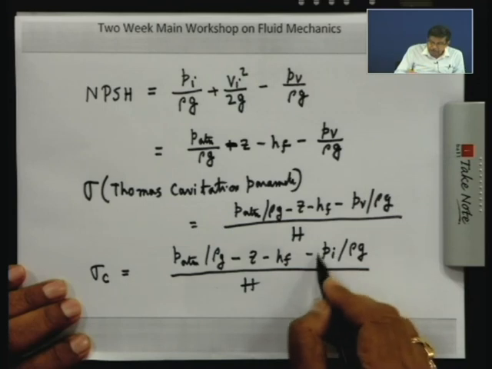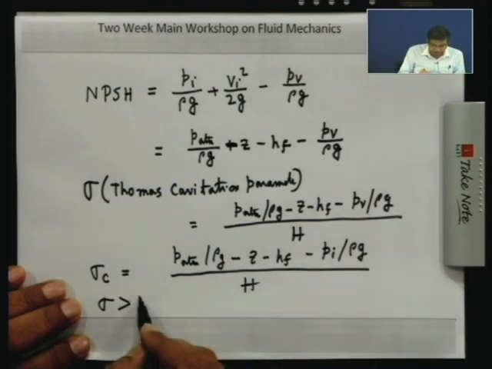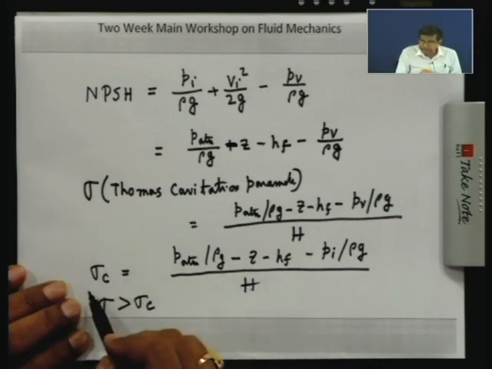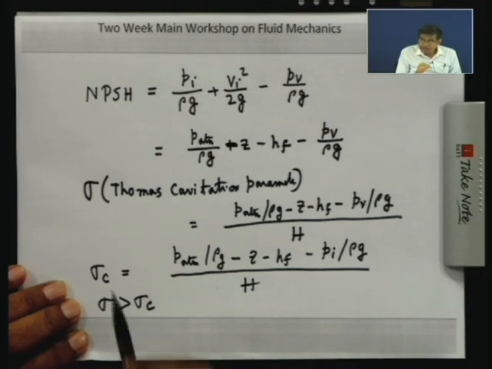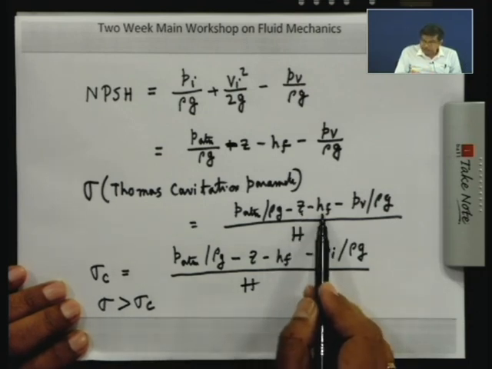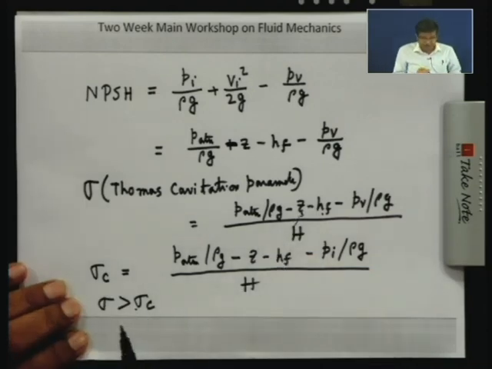Now, Pi by rho g has to be higher than Pv by rho g. Therefore, sigma has to be greater than sigma c. So, again in a similar way we compare sigma and sigma c to decide the installation height of the pump and also the frictional losses, mainly the installation height of the pump, so that sigma is always greater than sigma c.